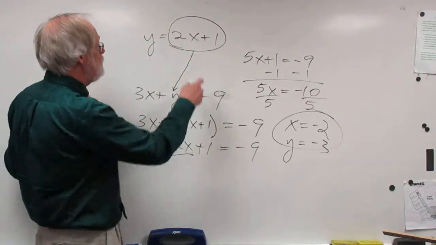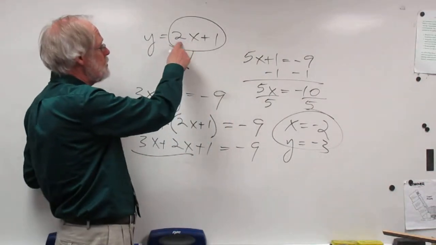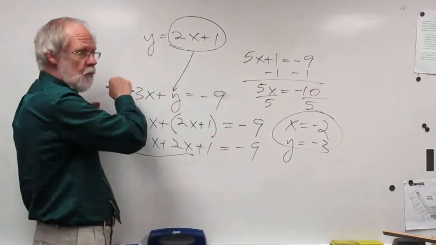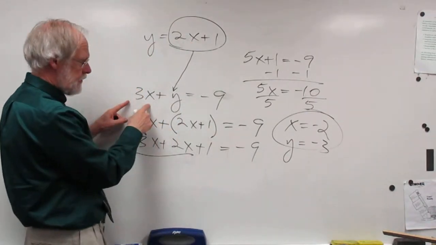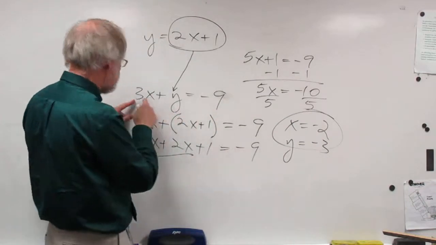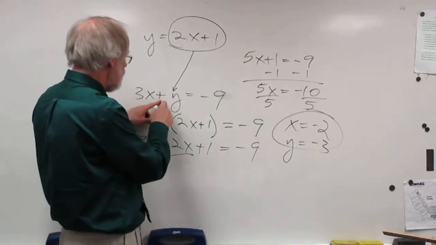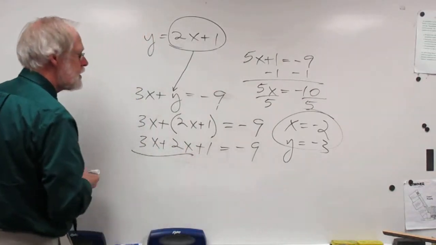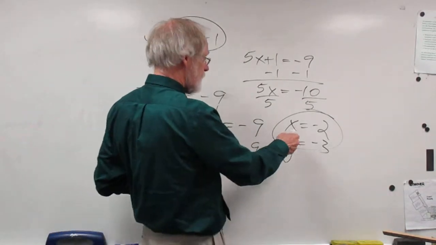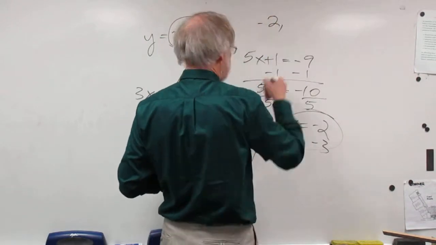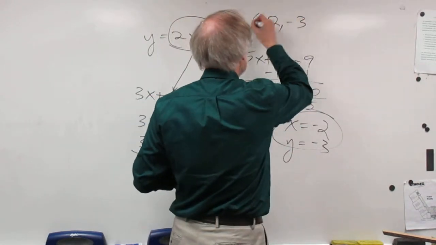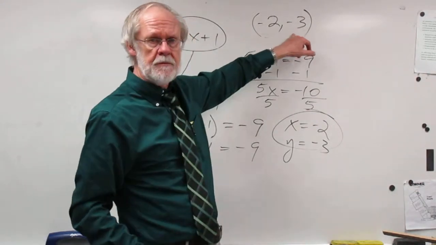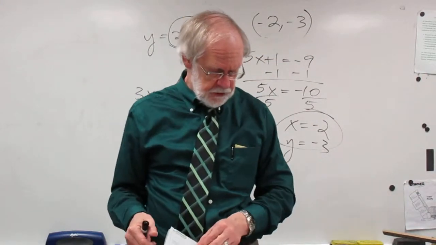So let's try it. Negative 2 times 2 is negative 4, plus 1 is negative 3. So I got negative 3 equals y, so that's correct. Let's try it in this one. I get x is negative 2, that's negative 6, plus negative 3 is negative 9. So it worked in both equations. So that, in fact, is the solution, and I would normally write it as a point, negative 2, comma, negative 3, in parentheses. That's an x and y coordinate of the point of intersection of the two lines.